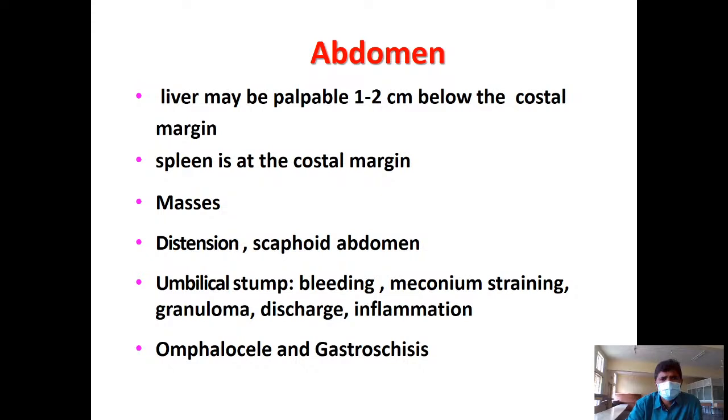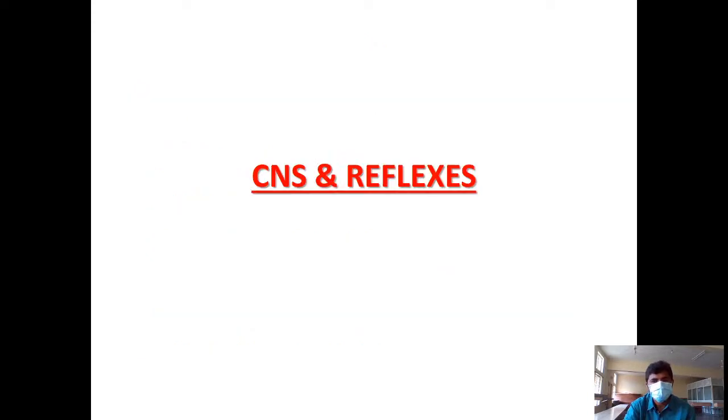Then abdomen. The liver may be palpable 1 to 2 centimeters below the costal margin, which is a normal finding in a healthy neonate. The spleen tip can be palpable. Then you can have abdominal masses, abdominal distension, scaphoid abdomen. Then look at the umbilical stump: any bleeding, meconium staining, granuloma, discharge, inflammation. Then are there any abdominal wall defects like omphalocele and gastroschisis? So these are the things you need to look for in the abdomen.